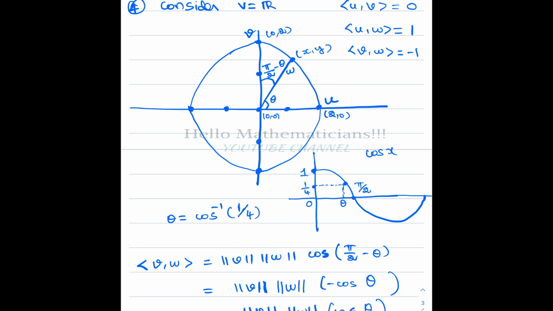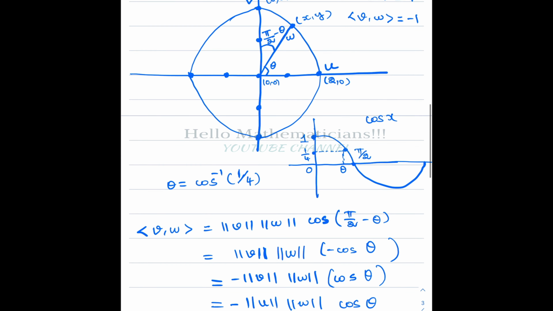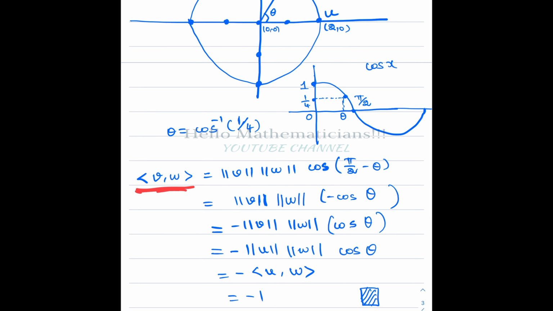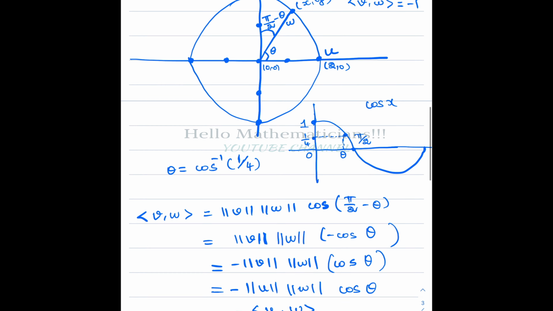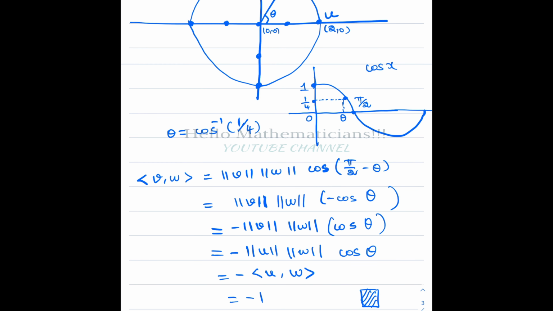We want to check whether that W satisfies this condition also. What is inner product V comma W equal to -1? If we take U to be this vector, V to be this vector and W to be this vector, then that W necessarily will satisfy this condition also. Let's see here. We want to calculate inner product V comma W. We want it to be -1. So inner product V comma W, by formula, is norm V, norm W, then cos of the angle between V and W.